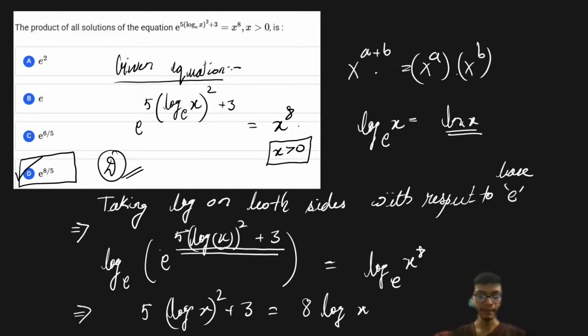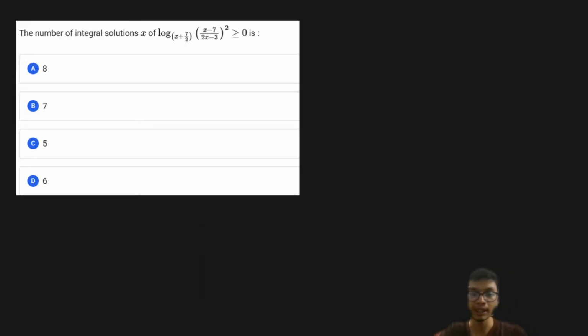All right. So with this part, we are clear to go with the next problem. Now, the next problem is given in terms of inequality. We have to find the number of integral solutions of x for which this particular inequality, given in terms of log of variable base and variable quantity, is greater than or equal to 0. How many integral solutions will exist for this inequality?